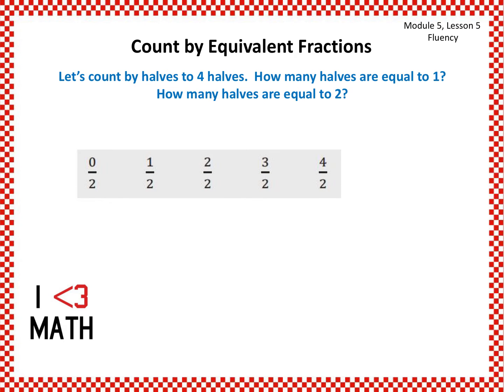Let's look at this next one. Now we're going to count by halves, and we're going to count to 4 halves. So we'll start with 0 halves, 1 half, 2 halves, 3 halves, and 4 halves. How many halves are equal to 1? Well, that's going to be 2 halves, or 2/2, or numerator 2 over denominator 2. 4 halves, just like we had 6/3 yesterday was equal to 2, 4 halves is also equal to 2.